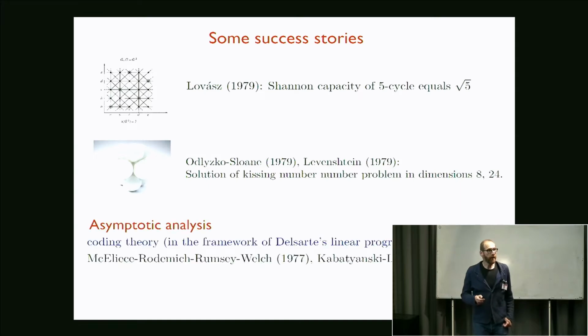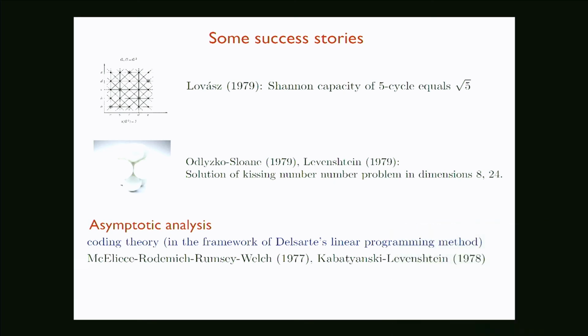And then more success stories, coding theory in the framework also of the Delsarte linear programming bound. McEliece, Rodemich, Rumsey, and Welch in 1977, and Kabatiansky and Levenshtein could prove asymptotic bounds for error-correcting codes in the binary setting and here in the sphere packing setting.